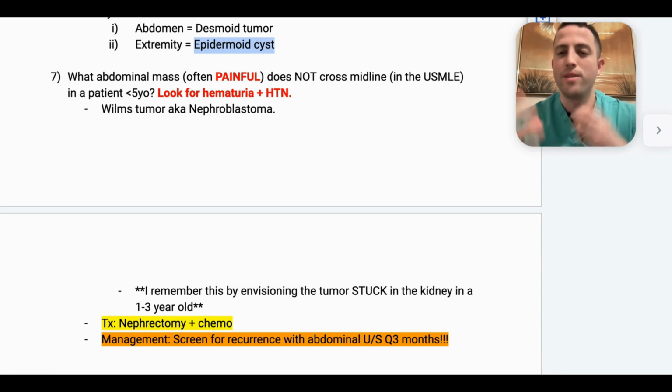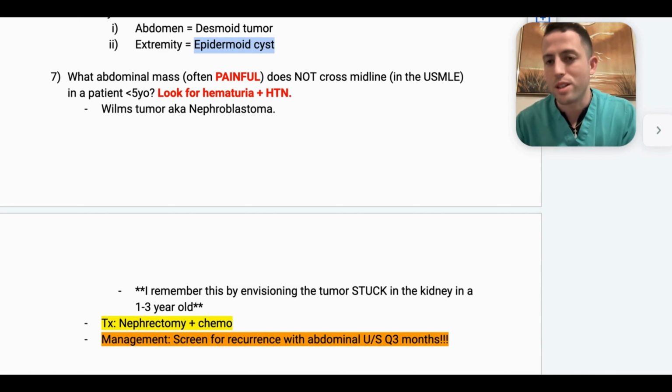And so I remember envisioning this as a tumor that was stuck inside the kidney in a very young patient that's 1 to 3 years old. And since it's stuck in the kidney, it's not going to cross midline. That was kind of the little scenario I created in my head to help me remember this.